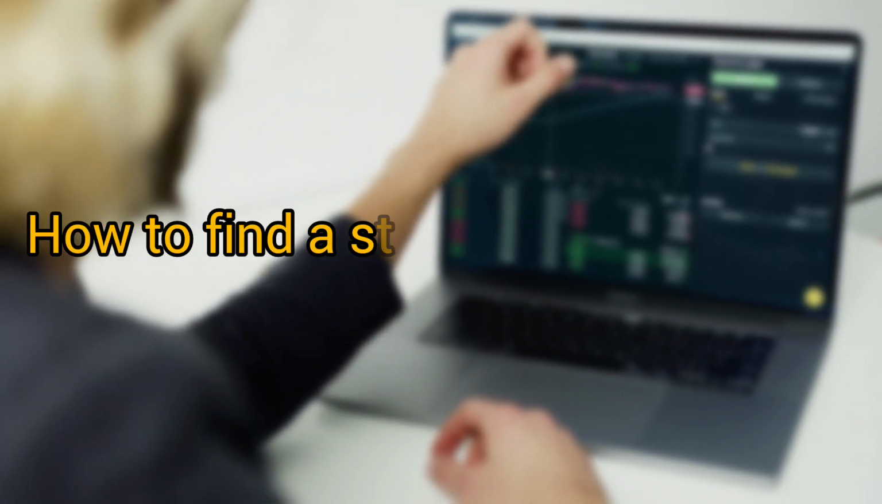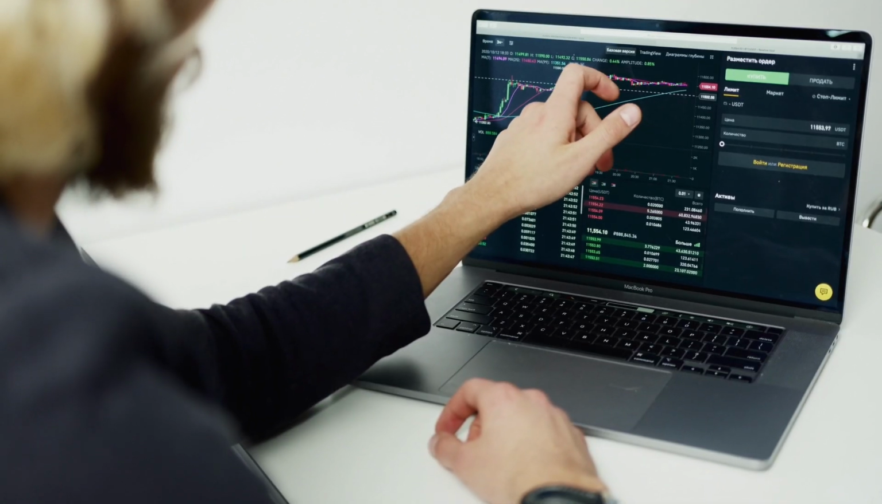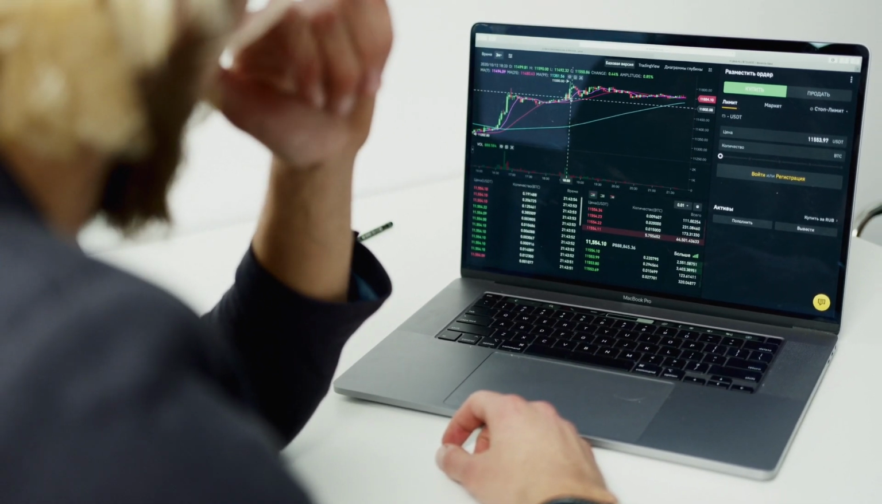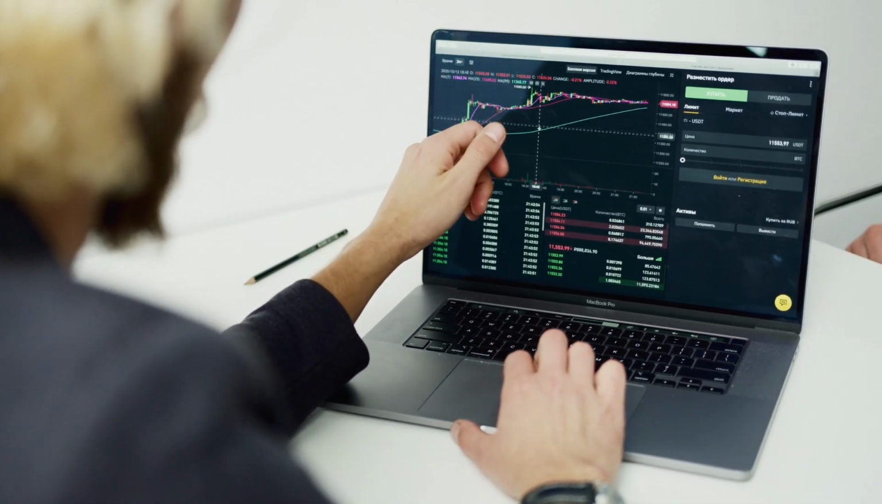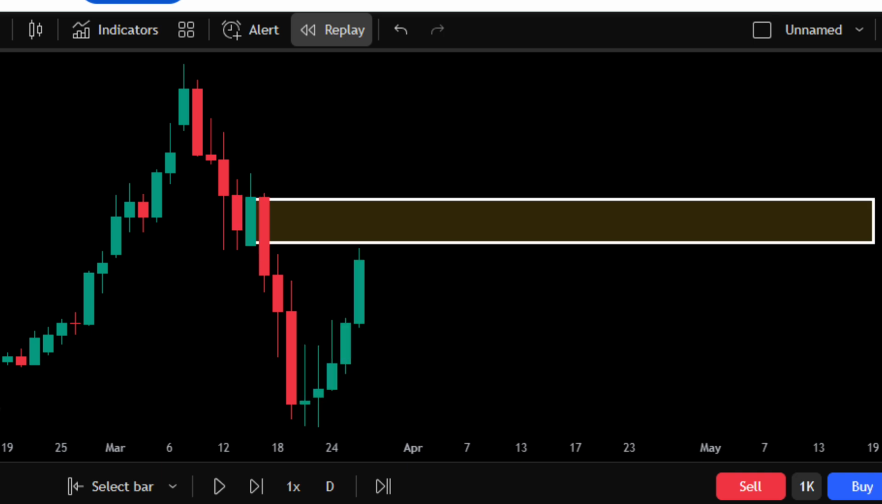How to find a strong order block? Not every big candle is an order block. We look for very specific characteristics. A strong impulse move happens right after the candle. The zone has not been tested yet, or only tested once.